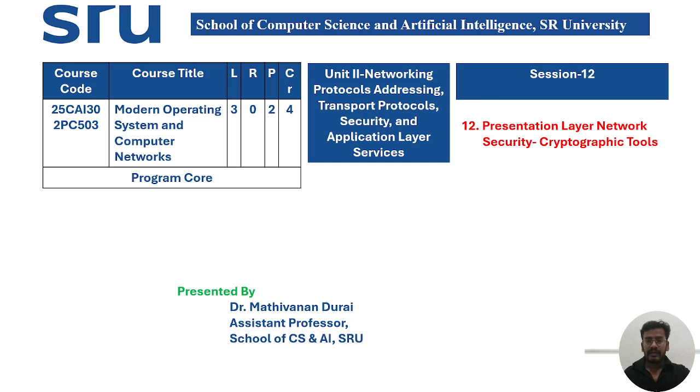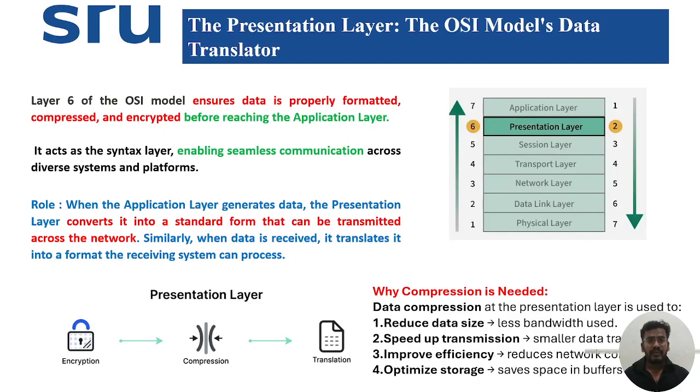Today's discussion is based on the presentation layer, network and security with cryptographic tools. What is the meaning of the presentation layer and where is it located in the OSI model? First, we need to understand that the presentation layer in the OSI model is located at the sixth place among the seven layers, which is over the session layer and below the application layer.